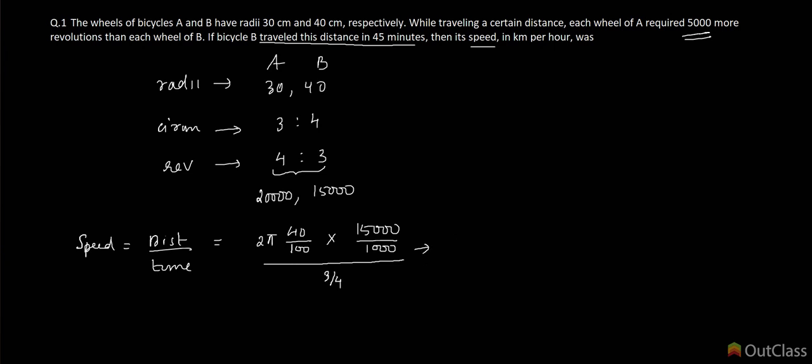So when you simplify this, you will see that you can cut 3 zeros, you can do 2 by 5, you can cut the 5 with the 3, and you can cut the 3 with the 3, and you'll end up with 2 pi into 2 into 4. This last 4 is the denominator of the denominator, and you'll end up with 16 pi. 16 pi is the answer.